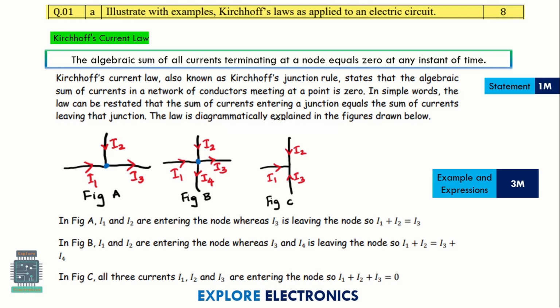Here in the question, you need to carefully observe that they have asked to illustrate with examples. Wherever they ask to illustrate, you are supposed to give an example. Here you can see they have asked Kirchhoff's laws. So to explain these laws, I am writing the statement and briefly explaining it, and then writing the circuit and analyzing that. So this is a kind of example we can give for KCL.